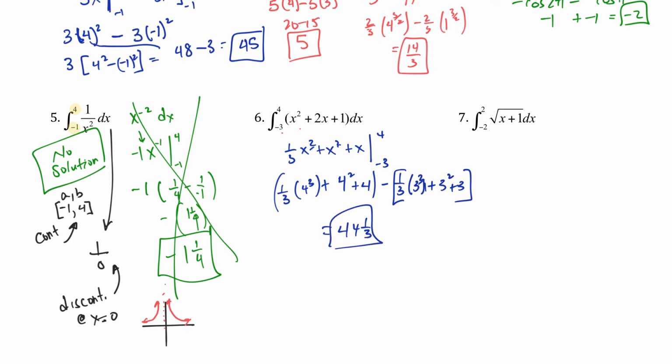Next problem, I take a look at this. Wait a minute. I can't put negative 2 in there because it won't be continuous, so no solution. Because it's not continuous on the closed interval of the bounds.